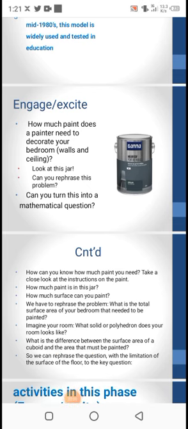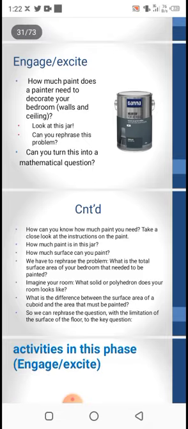In engage, how much paint does a painter need to decorate your bedroom walls and ceiling? Look at this jar. Can you rephrase this problem? Can you turn this into mathematical questions? How can you know how much paint you need? Take a close look at the instructions on the paint. How much paint is in this jar? How much surface can you paint?